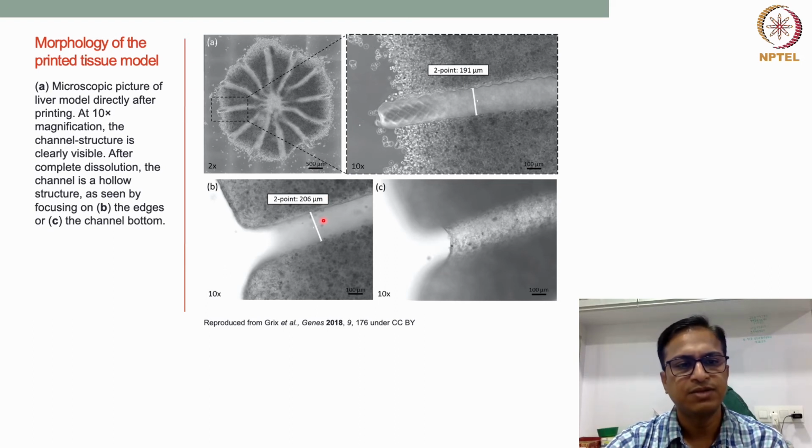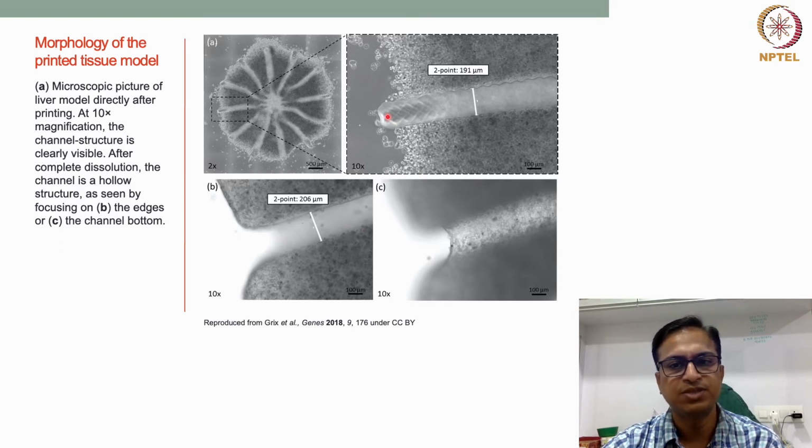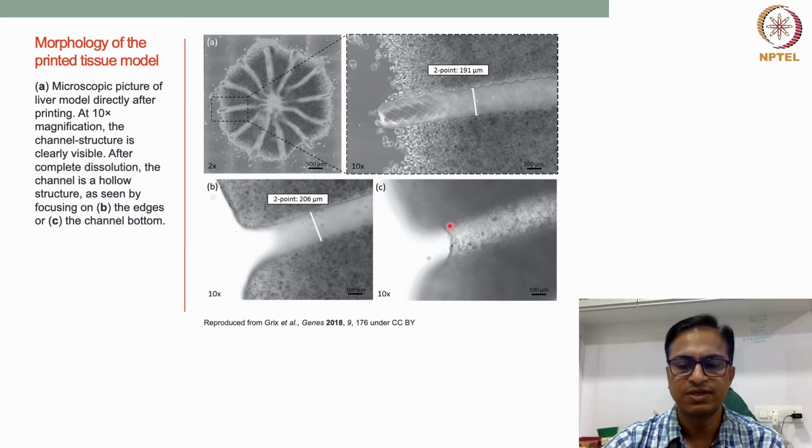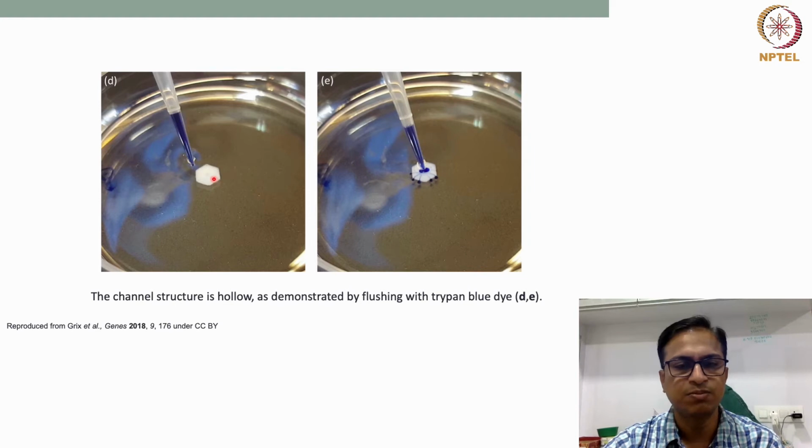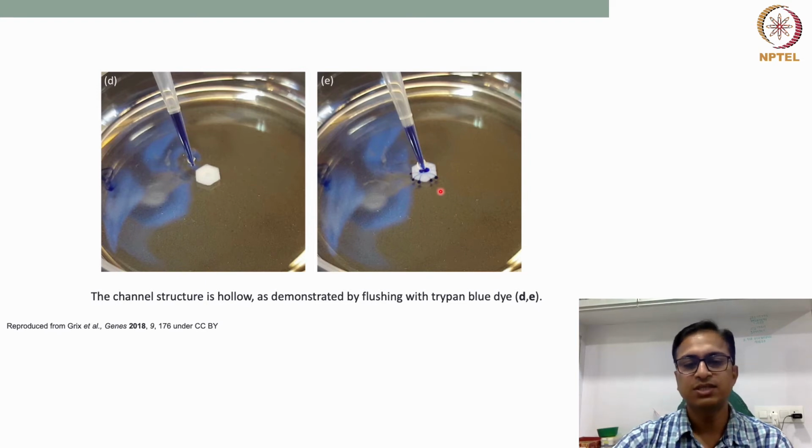After complete visualization, the channel is hollow. They have visualized the material, and the channel is hollow here, and the channel bottom is very clear. See, the channel is also open. That is, the channel structure is hollow by infusing trypan blue, flushing the trypan blue through from the central part. They have shown that the visible channels are quite open. So this structure they have shown.